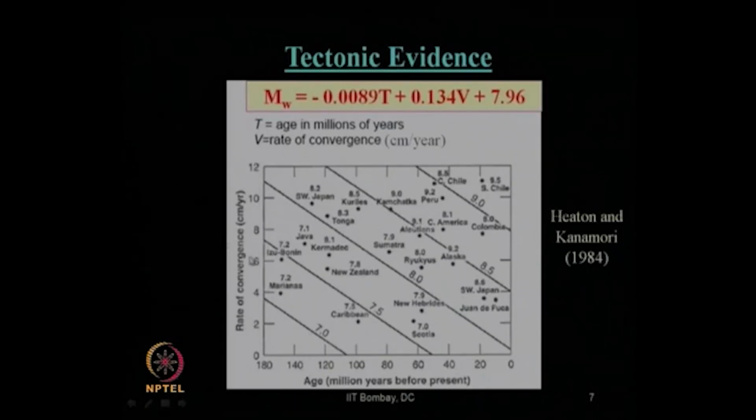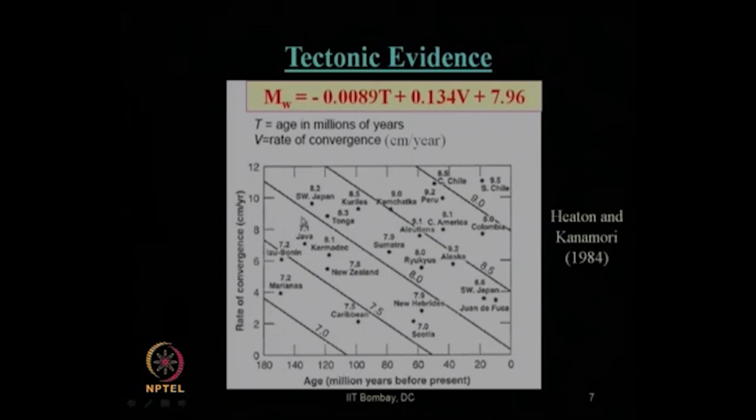They propose this figure through which they have shown all the collected data of earthquakes till that time: rate of convergence on the y axis in the unit of centimeter per year, and on the x axis the age of that plate tectonic in millions of years before the present. So, if 0 is the present day, that is, suppose in 1984 they have proposed that they considered as a present age, then the age of those plates in those many millions of years.